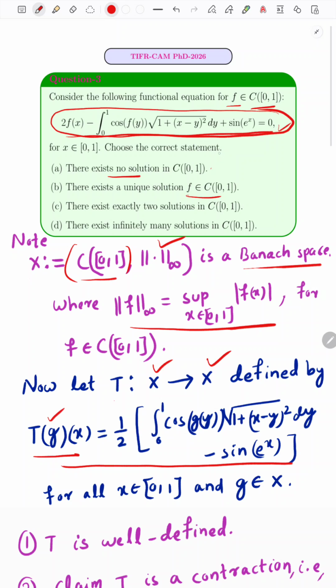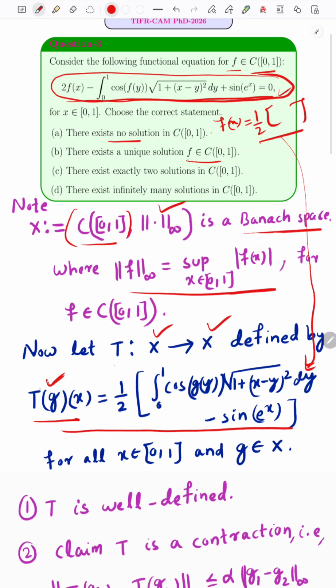Okay, fixed point setting means on the left hand side I will keep f of x. Okay, so I will take the other terms on the right hand side. So it gives what? Half times this expression, and this expression is nothing but my operator, this one on the right hand side, but in place of f I am writing g, in general g. Okay, and suppose this operator T has a fixed point f. Fixed point means what? If f is a fixed point of the operator T, then T of f is equal to f.